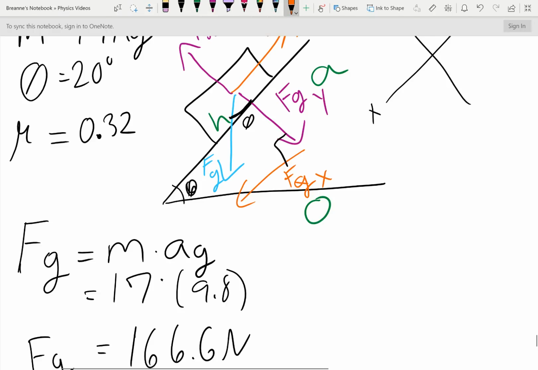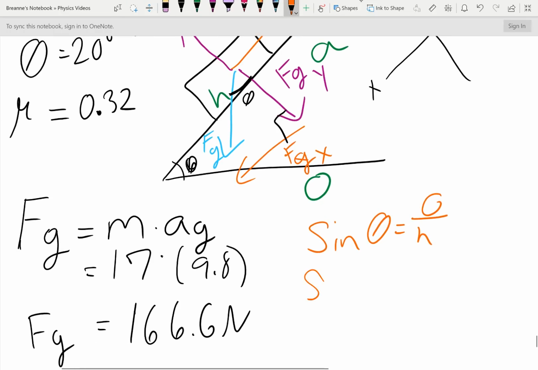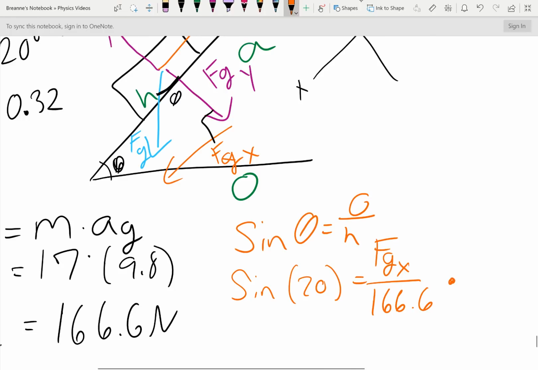So we can do, for your force of gravity in the x, you would end up doing sine. So sine theta equals opposite over hypotenuse. We know the angle. The angle is 20. Opposite is what we're looking for. It's force of gravity in the x. Adjacent, your hypotenuse, is what we just solved for, force of gravity. We need force of gravity in the x by itself. So the opposite of divide is multiply. What you do to one side, you have to do the other. So that ends up canceling.